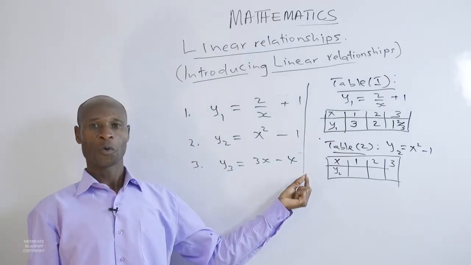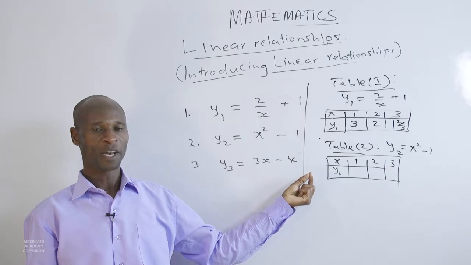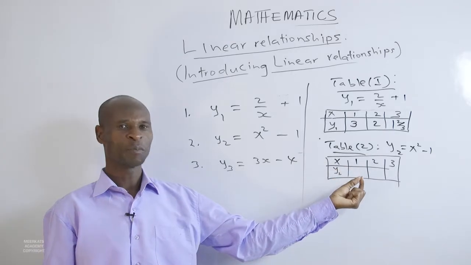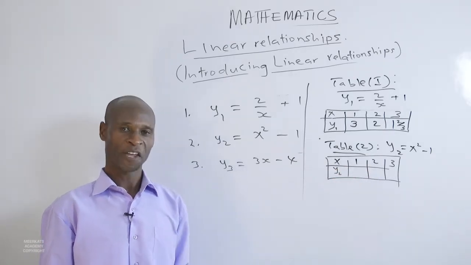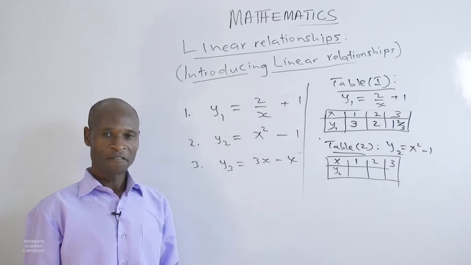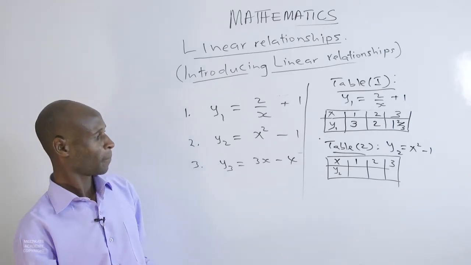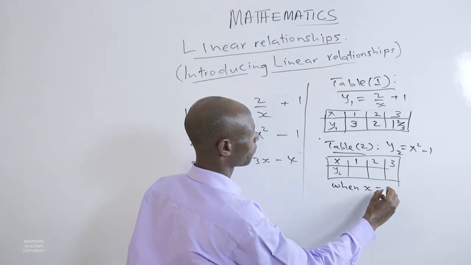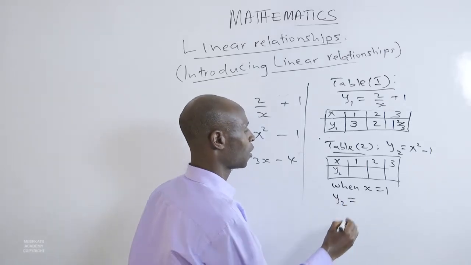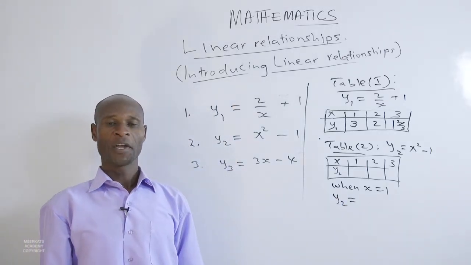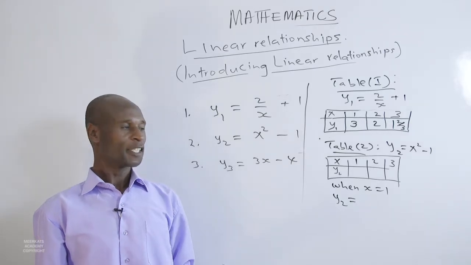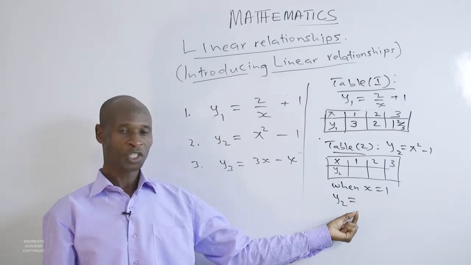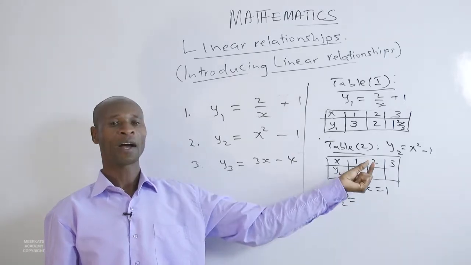In that table, we have chosen the x values randomly. That is, we let the value of x to be 1, the second value of x to be 2, and the third value of x to be 3. However, you can choose any value of x. We need to confirm what is the value of y2 when the value of x is 1 by substituting x is equal to 1 in our rule.